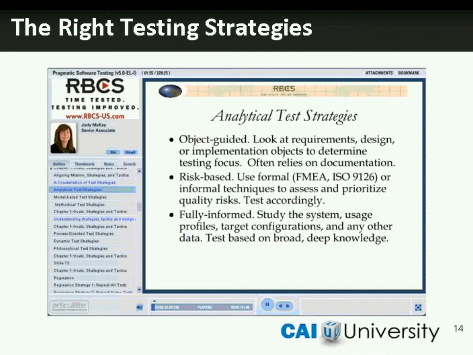How do we know that our strategy is appropriate? Then picking the right things to test, making sure that we are allocating effort appropriately, that we're running the tests in the right order, and so forth.